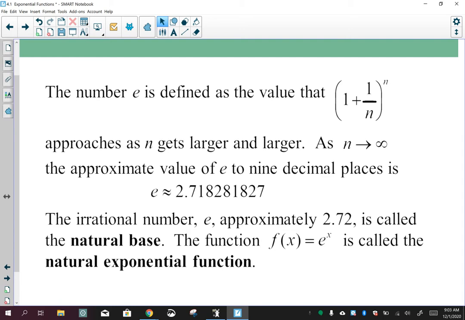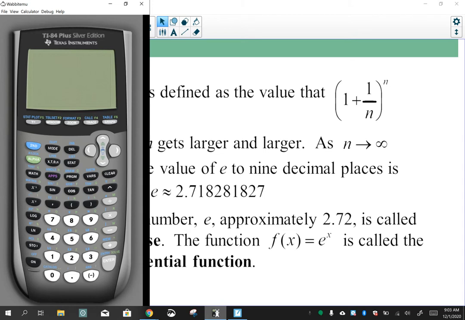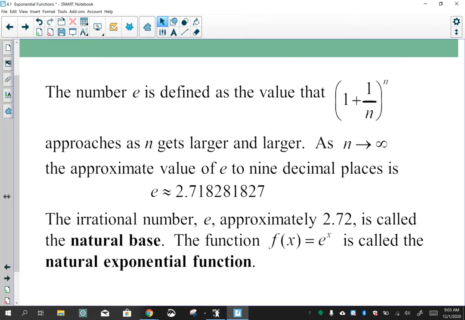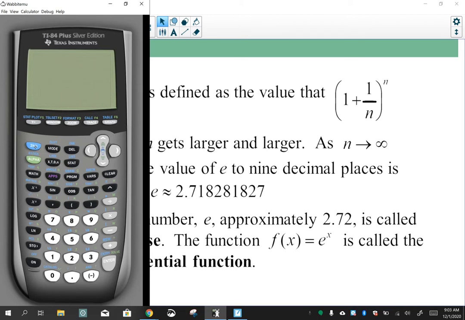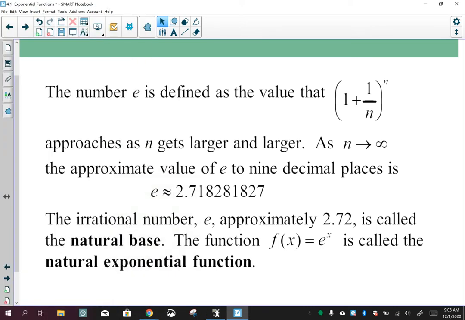There's actually an E button on your calculator that you can use. If you're looking at your calculator here, this E button is right here above the division. You go second and then the divide sign. It will give you the E. And if you need to look at it in terms of this format right here with the X value, that would be second natural log, and that will give you the E to be able to put into the exponent.